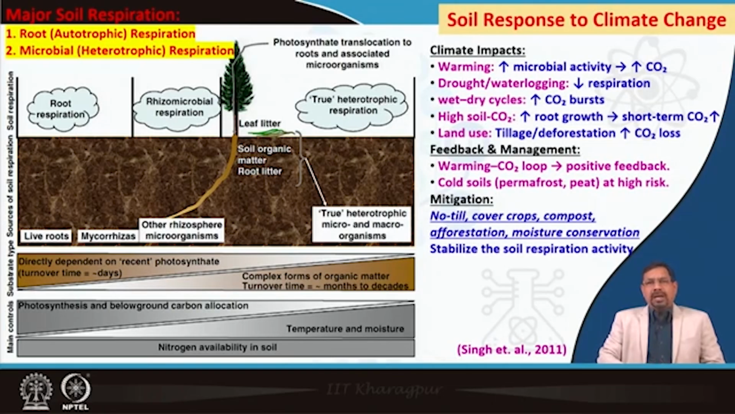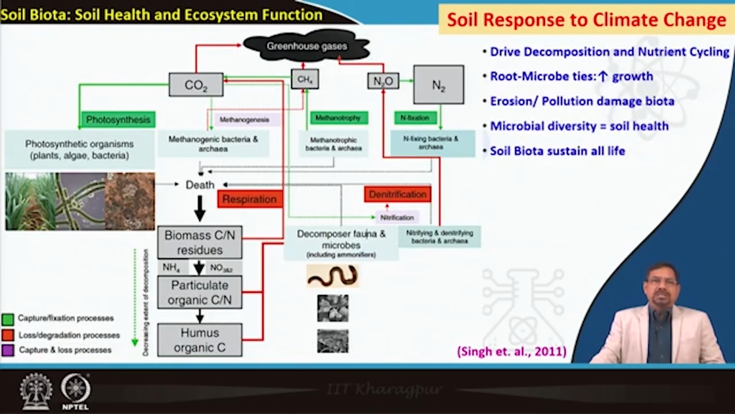So on feedback and management mechanisms: warming and CO2 loops will have a positive feedback, and cold soil permafrost peat will remain at risk. So what could be the mitigation solution? No-till, cover the crop as much as possible, and go for afforestation, so that the moisture level will be conserved. That will also lead to stabilization of the soil respiration activities.